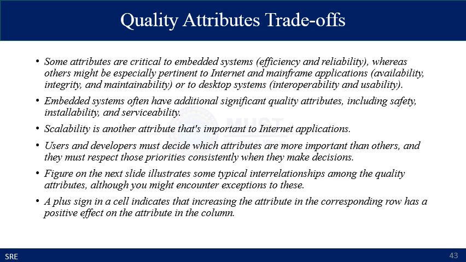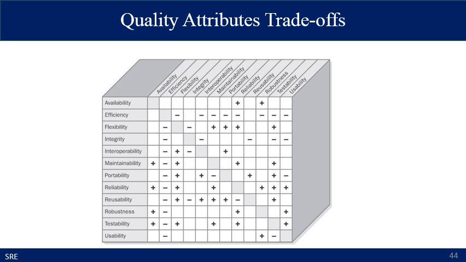On the next slide you can see some technical interrelationships among quality attributes, although you might encounter exceptions because these are just guidelines. A plus sign in a cell indicates that increasing the attribute in the corresponding row has a positive effect, and a minus sign means that if you increase one quality attribute, it decreases the effectiveness of the other quality attribute.